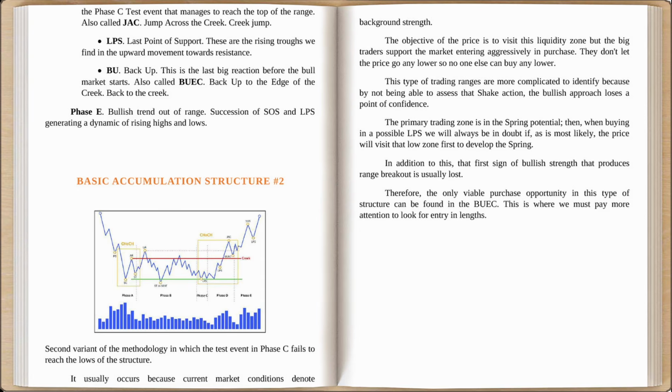This type of trading range is more complicated to identify because by not being able to assess that shakeout action, the bullish approach loses a point of confidence. The primary trading zone is in the spring potential. Then, when buying in a possible LPS, we will always be in doubt if, as is most likely, the price will visit that low zone first to develop the spring. In addition to this, that first sign of bullish strength that produces range breakout is usually lost. Therefore, the only viable purchase opportunity in this type of structure can be found in the BUEC. This is where we must pay more attention to look for entry longs.